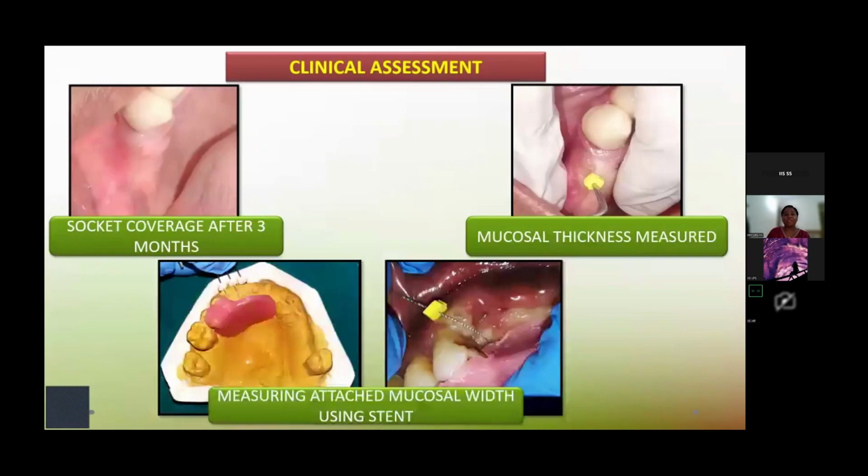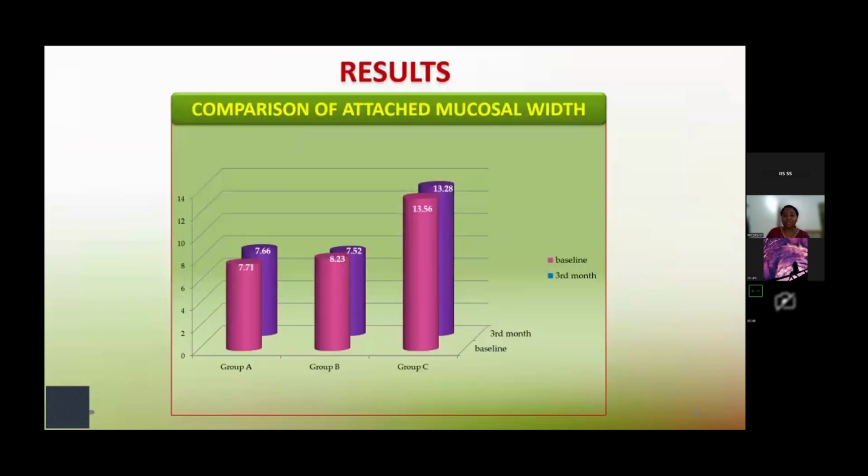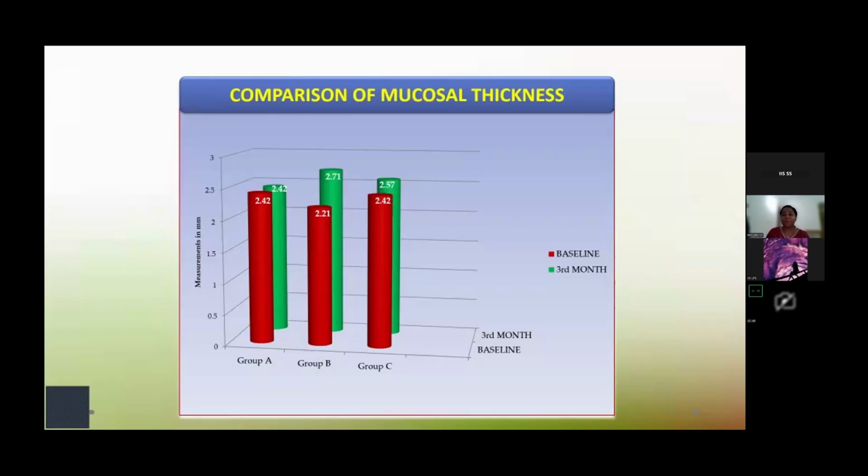In clinical assessment, socket coverage after 3 months was assessed, mucosal thickness was measured, and attached mucosal width was measured using a stent. Coming to results, in comparison of attached mucosal width among the 3 groups at baseline and third month, there was equal clinical significance, but no statistical significance. In comparison of mucosal thickness among the 3 groups at baseline and third month, group B showed a slight clinical advantage, but no statistically significant advantage.